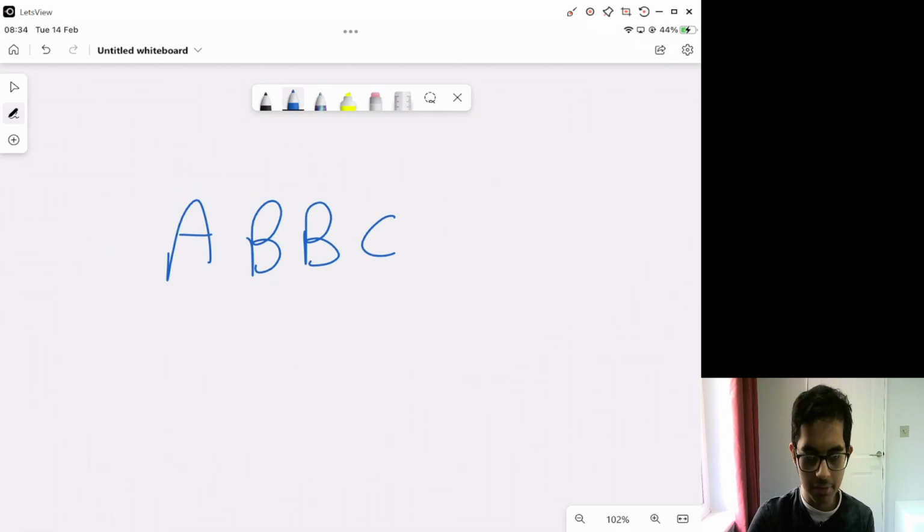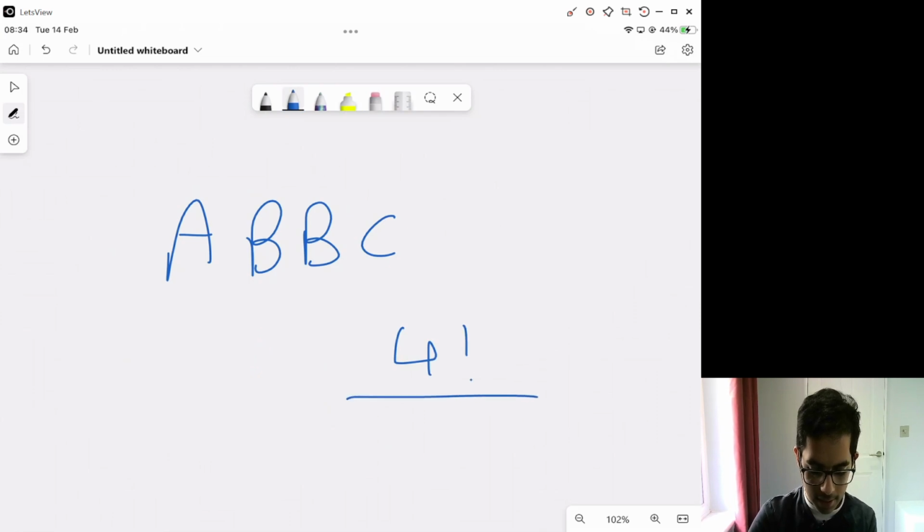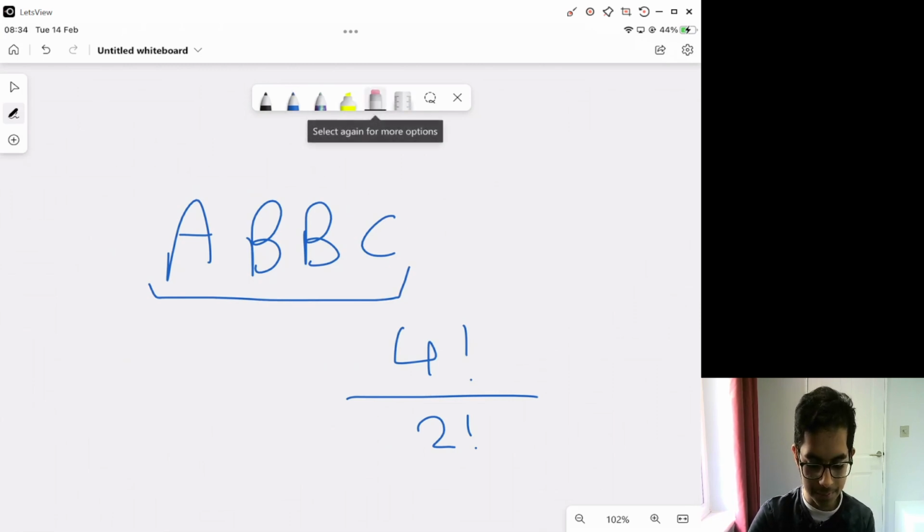Then it wouldn't just be 4 factorial, since out of those 4 factorial arrangements, one of them would be, let's say, B, A, B, C. But then another one would also be B, A, B, C, except these B's are the other way around. These are treated identically though, so it wouldn't be 4 factorial. What it would be is 4 factorial divided by 2 factorial, since there are 2 repeated characters. So basically half of all of these arrangements of A, B, B, C will be duplicates, so we divide by 2 factorial.